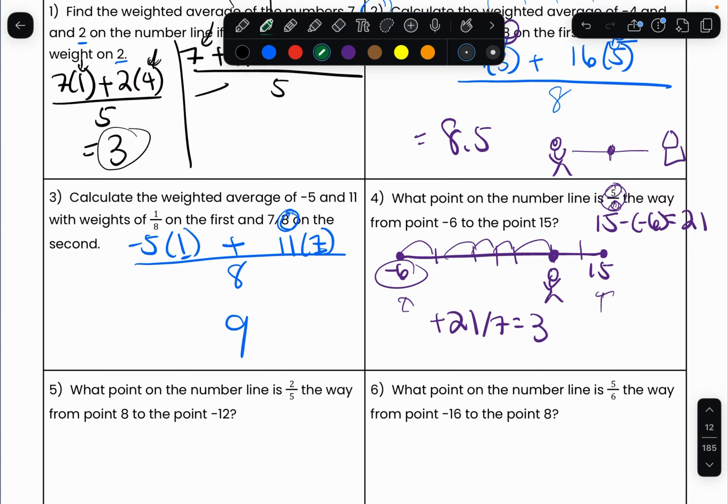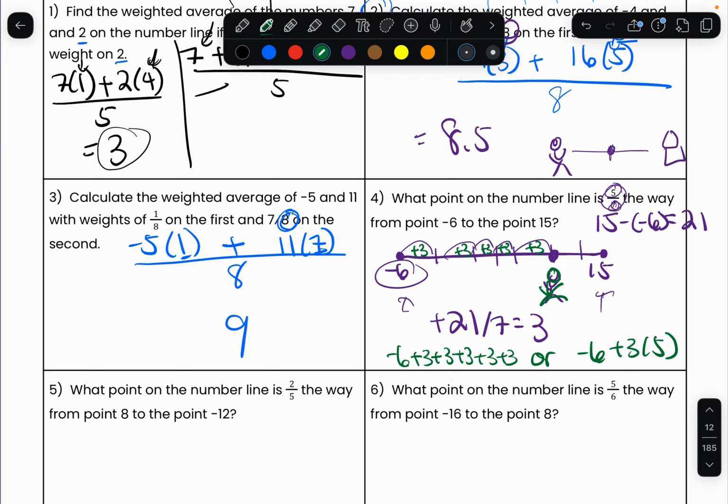What this means is that each jump I make here, I'm going to be adding 3 each time. Plus 3, plus 3, plus 3, plus 3, however many 3s you need. This will help me find where this little person is, and it's quite easy. All I will do is -6 plus 3, plus 3, plus 3, plus 3, plus 3, and that will give you your answer. Now, you could do plus 3 this many times, or you can just do -6 plus 3 times 5. That will both give you the same answer.